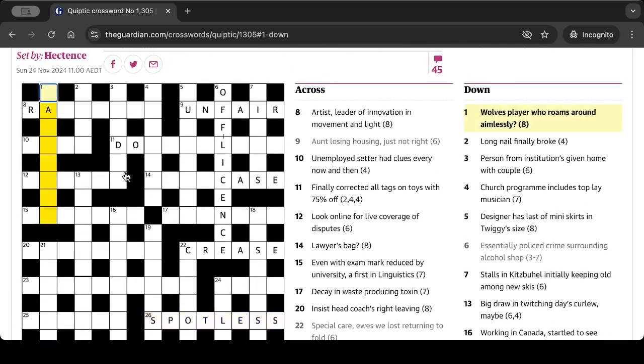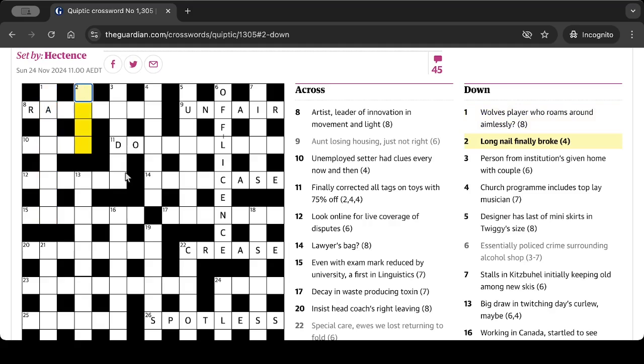Let's look at one down. Wolves player who roams around aimlessly. Who roams is 8 letters. Around aimlessly could be a potential anagram indicator. Or we could have a straight part that means wolves, like predators or carnivores. Not jumping out at me, so I'll skip.